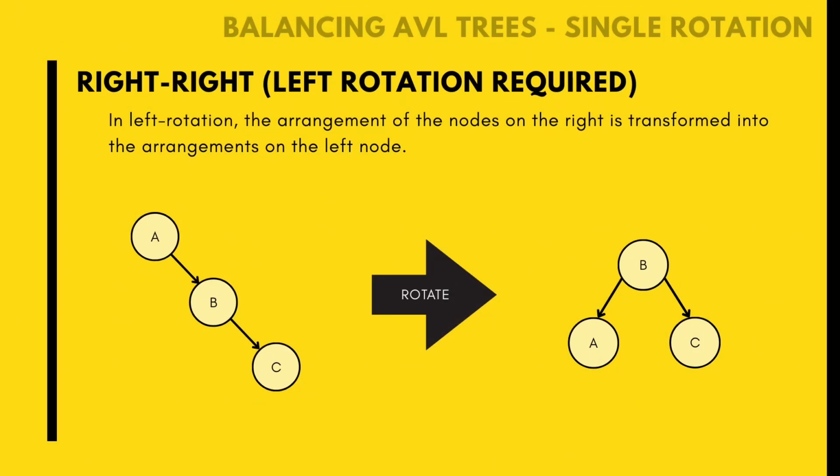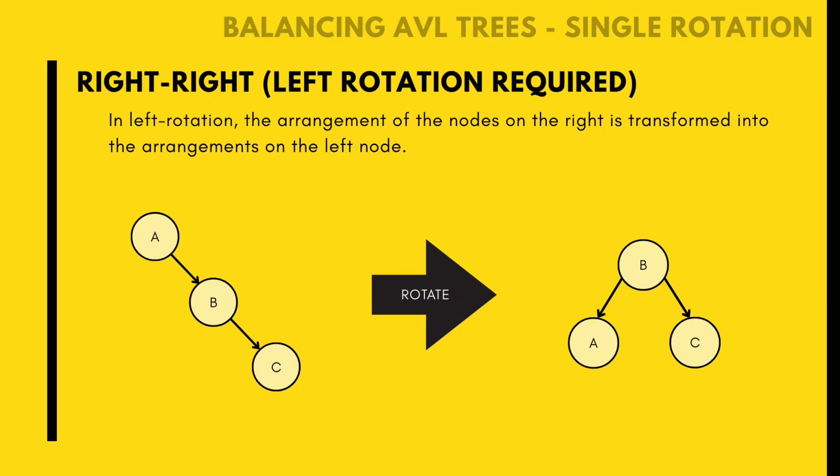Now let's move on to how AVL trees maintain balance through rotations. There are two types of rotations, single and double rotations. Let's start with single rotations, which are used in simpler imbalance cases. Left rotation is needed when we are presented with a right-right case. This happens when the node becomes right-heavy, and its right child is also right-heavy.